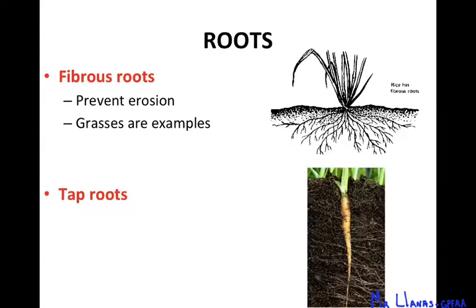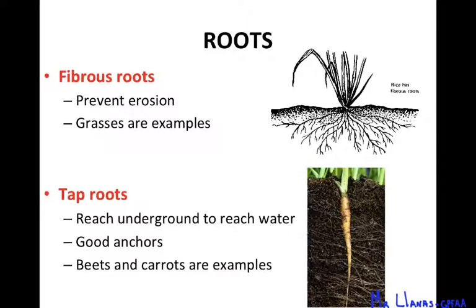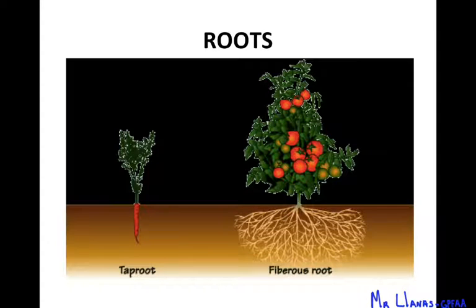Okay, now there's two types of roots. There are fibrous roots and tap roots. Fibrous roots, the examples are grasses, right? And they prevent erosion, so they spread. And I'll show you another picture of fibrous root. And then tap roots is just one main root going straight down, right? They're very good anchors, and they can reach underground water, even if it's really deep, right? These are the examples, and you can see one tap root is just one main root. The other one spreads out, and it prevents erosion. That's why we plant grass in front of our houses, so that we don't lose a lot of the soil that's there, right? So tap roots and fibrous roots.